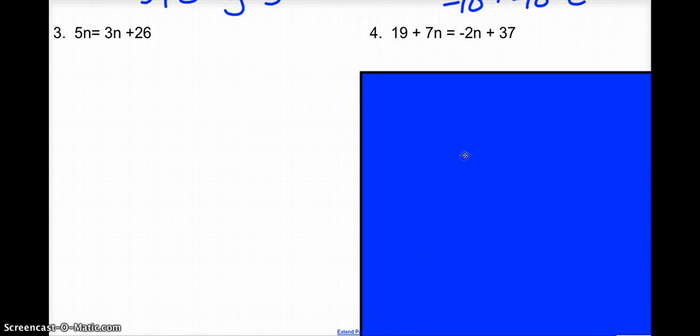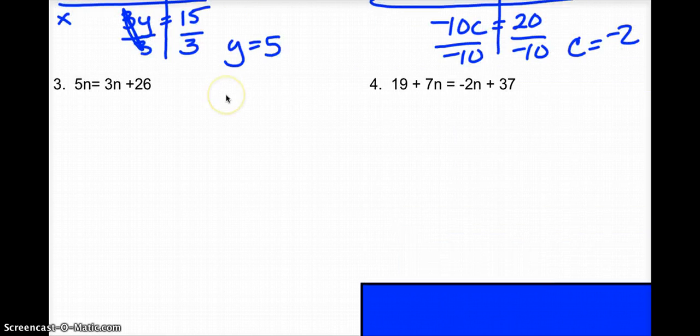The next two are examples of having variables on both sides. You can see that we've got 3n on the right and 5n on the left, negative 2n on the right, and 7n on the left. We need to get them all on the same side of the equation. And I want you to think about which way you want to move it for just a second.